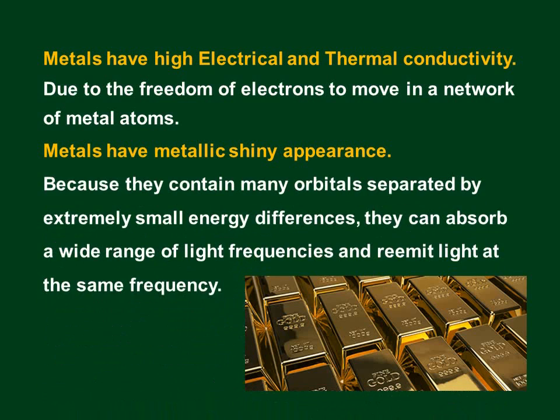This is because metals contain many orbitals separated by small energy differences. The energy difference between orbitals is small, so they can absorb a wide range of light frequencies. When light falls on them, they absorb light and then re-emit light at the same frequency. After absorbing light, they emit light again, so they appear to be shiny.